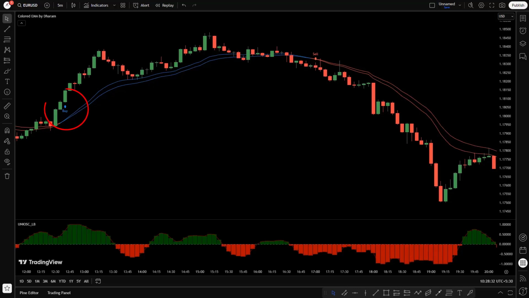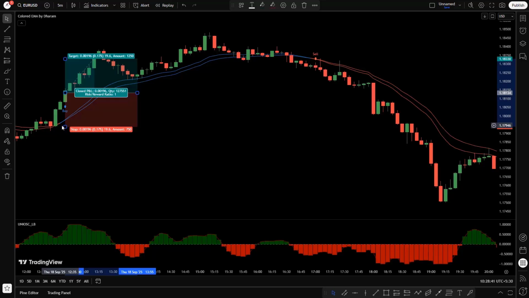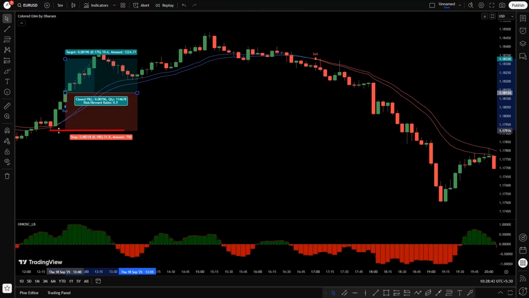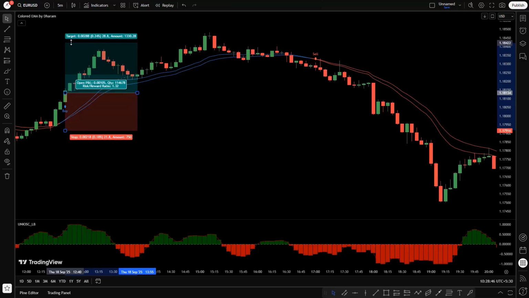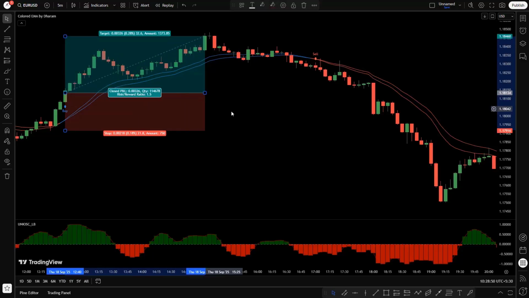When the Trend Finding EMA indicator has given a buy signal, the Ehlers Universal Oscillator indicator has formed a green histogram, and the market forms a bullish candle, so if all these conditions are met, we need to take a buy order. And our stop loss should be placed at the previous low of the market. And the risk-reward ratio will be 1 to 1.5.